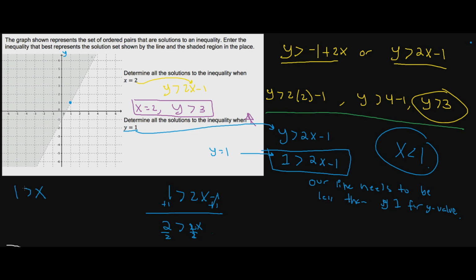And I like to write this with the x being to the left of the inequality. So x has the 1 with a dot next to it, and then I'll do this. Okay, and then it's a 1. And there it is. Well, x needs to be less than 1.